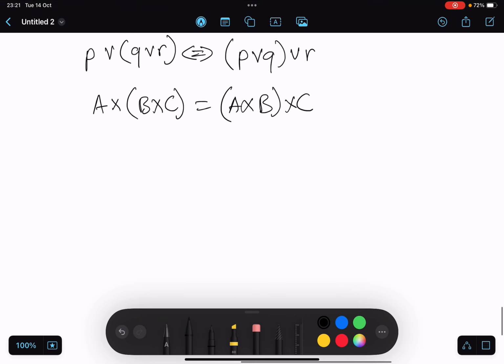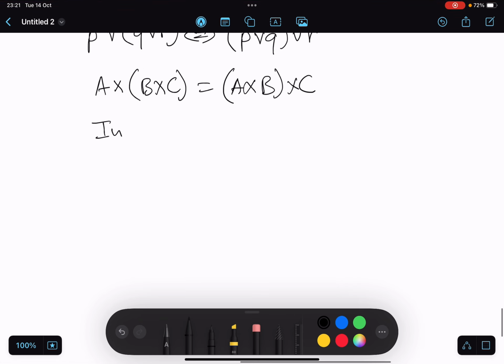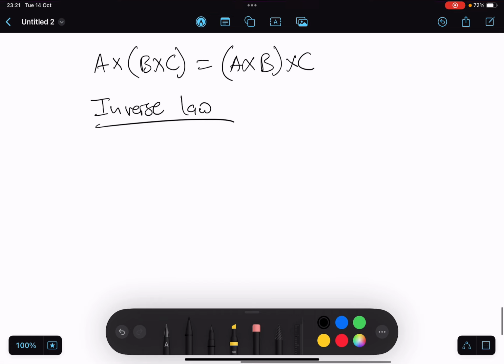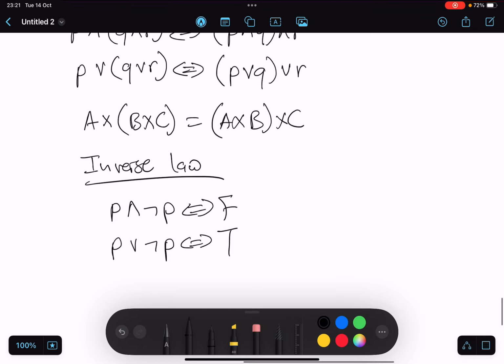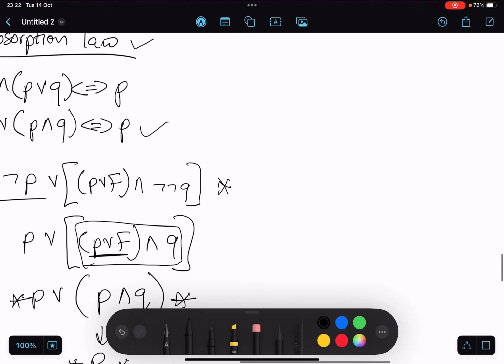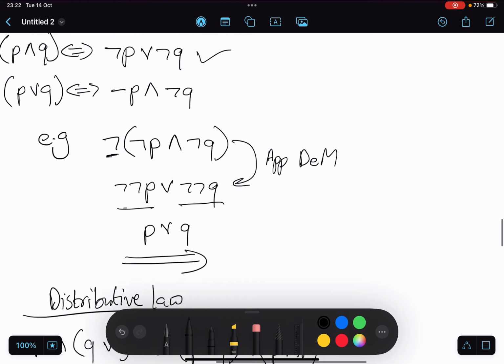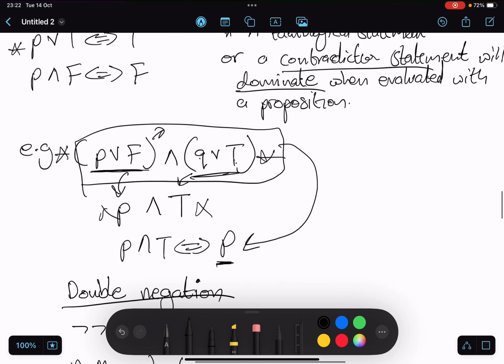And then also, lastly, we have the inverse law. With the inverse law, we have P and negation of P is false. And then P or the negation of P is logically equivalent to true. So these are the logic laws that you're supposed to know, and you can use them to simplify compound propositions.